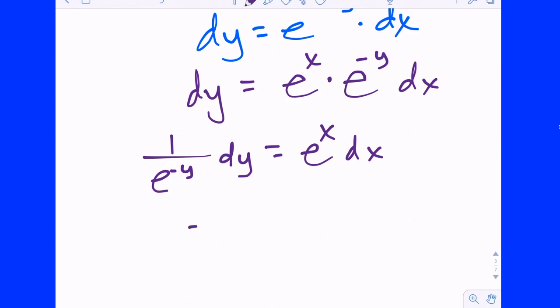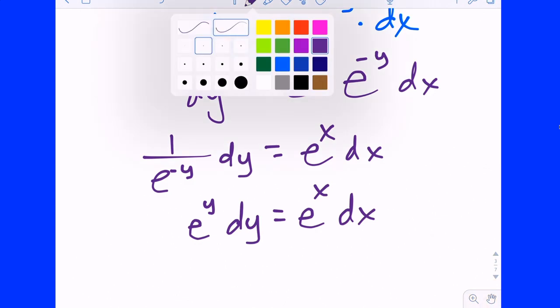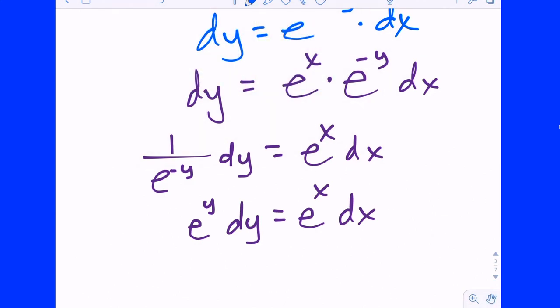Now on the left-hand side, notice you could bring the e to the y to the top, and make its exponent positive, and you get something that looks like this, which is a little bit easier maybe for integration purposes. All right, so once you show the separation, you get the check, then you're going to integrate both sides. And now they're both in integrable form.